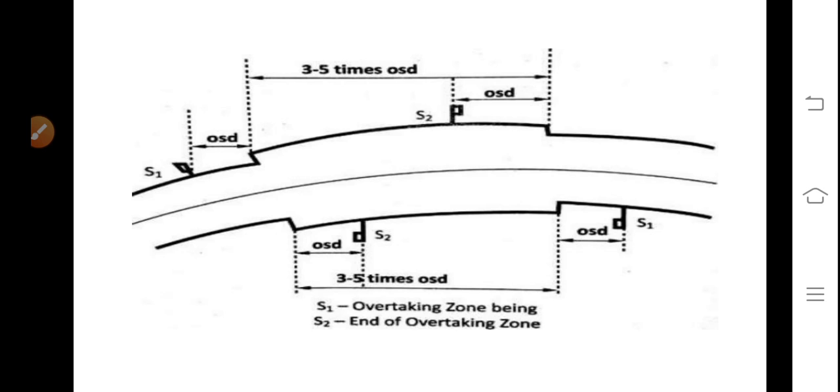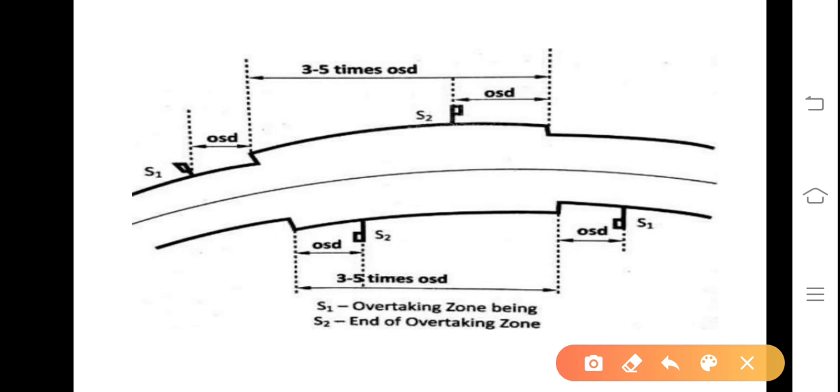How are you? I hope yesterday the concept of overtaking distance you must have understood. We just touched upon the overtaking zone. This is the overtaking zone wherein the width of the road is increased. The desirable and minimum length of overtaking zone is 3 to 5 times OSD. 3 is minimum, 5 times OSD is the desirable length wherein the overtaking operations could be easily possible.